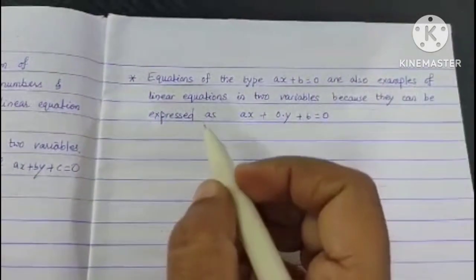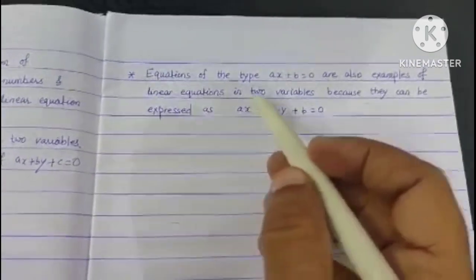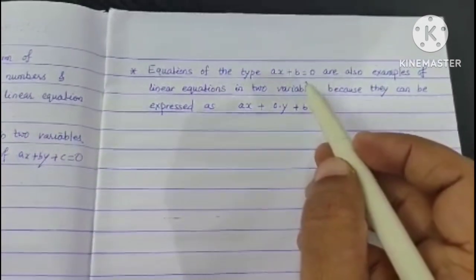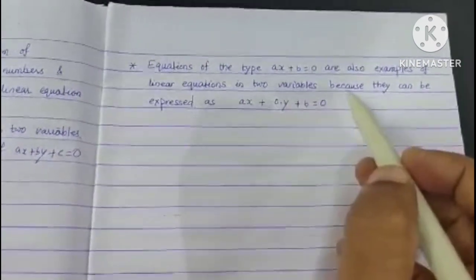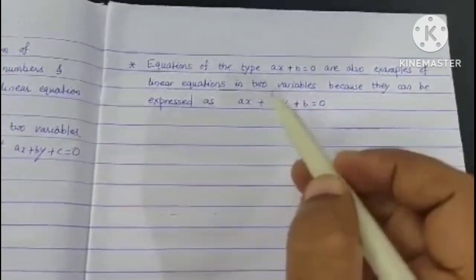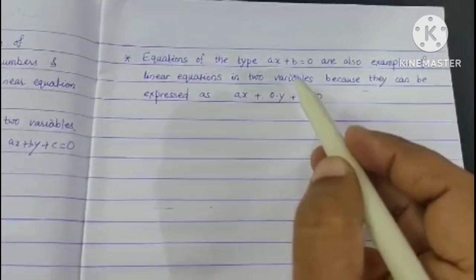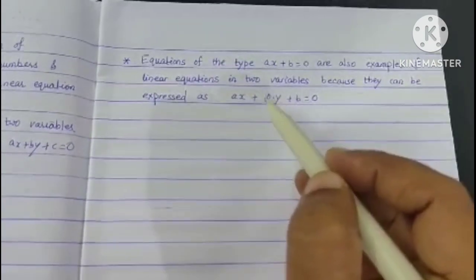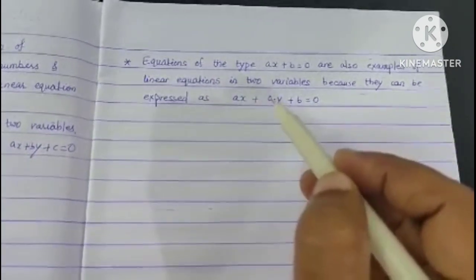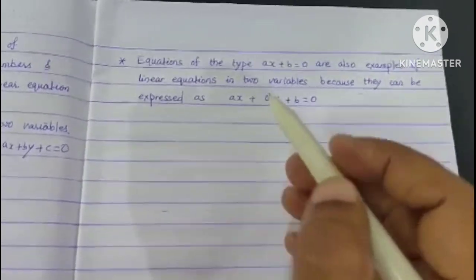Now friends, one important thing: equations of the type ax plus b equal to 0 are also examples of linear equations in two variables. Why? Because they can be expressed as ax plus 0 into y plus b equal to 0. Because we don't have the y portion, so we write it as 0 dot y. So these are also examples of linear equations in two variables.